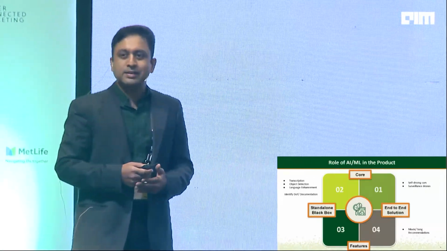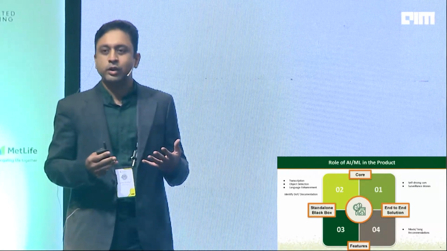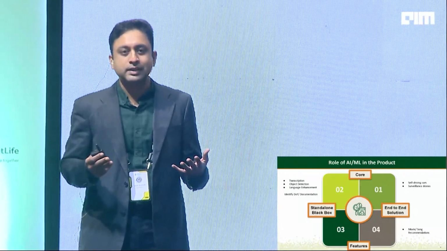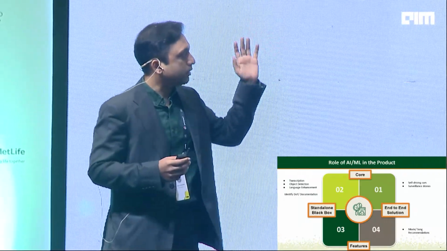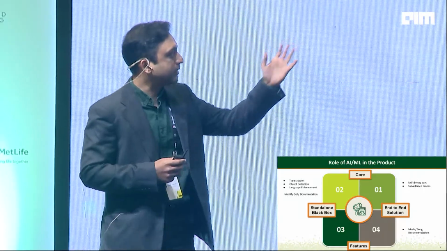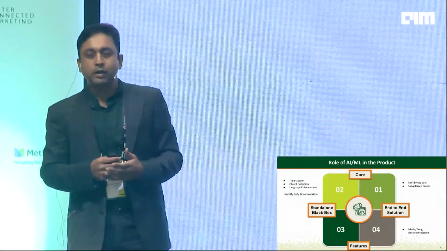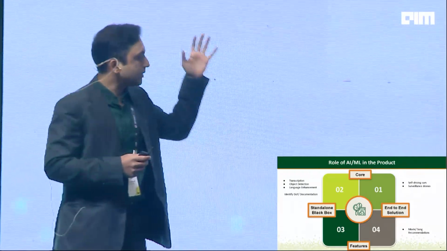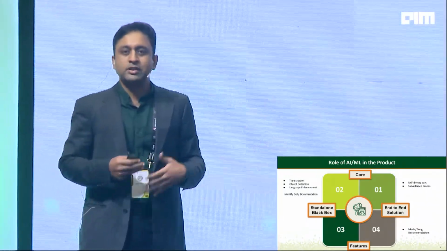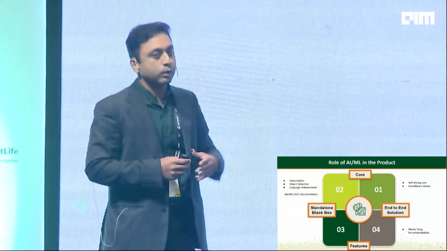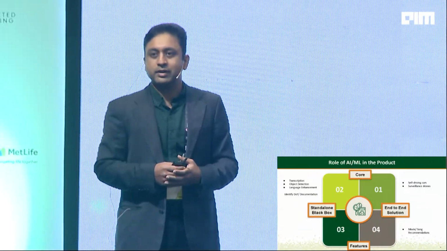The first thing to understand is what role does AI or ML play in the product itself. If we look at the 4 quadrants here, on the x-axis, we've got moving from a standalone black box to an end-to-end solution. And on the y-axis, we've got AI working as a feature compared to AI working at the core of the product itself.